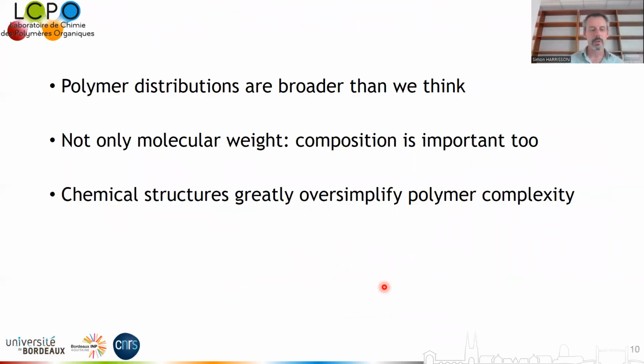And what I hope to show in this lecture is that polymer distributions tend to be a lot broader than we imagine, and that when you're looking at copolymers, whether they're block copolymers or random copolymers, you have also distributions of composition that you need to consider too. And so as a result, the chemical structures that we draw greatly oversimplify polymer complexity.